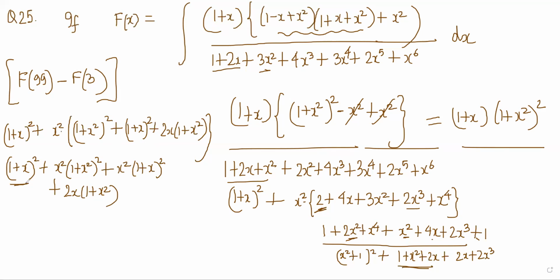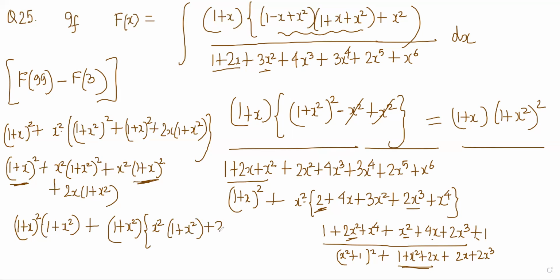So I will take 1 plus x square common here. I'll get 1 plus x whole square and 1 plus x square. Plus I'll take 1 plus x square common here as well. And I'll get x square into 1 plus x square plus 2x, right? So this will become x power 4 plus x square plus 2x. Okay, I'll just keep it as it is.